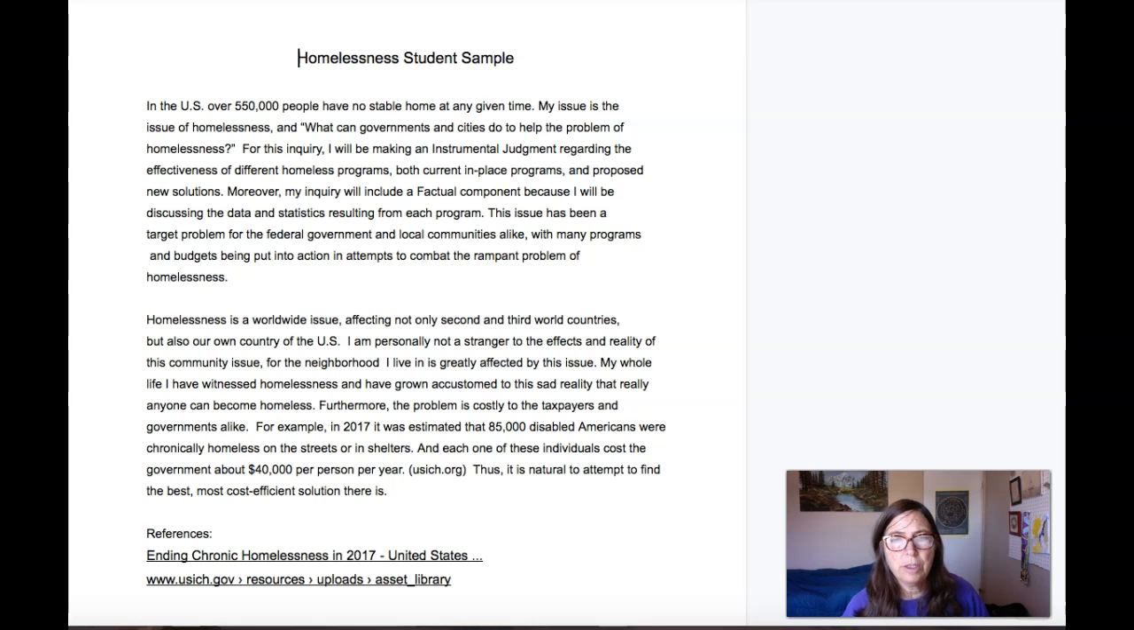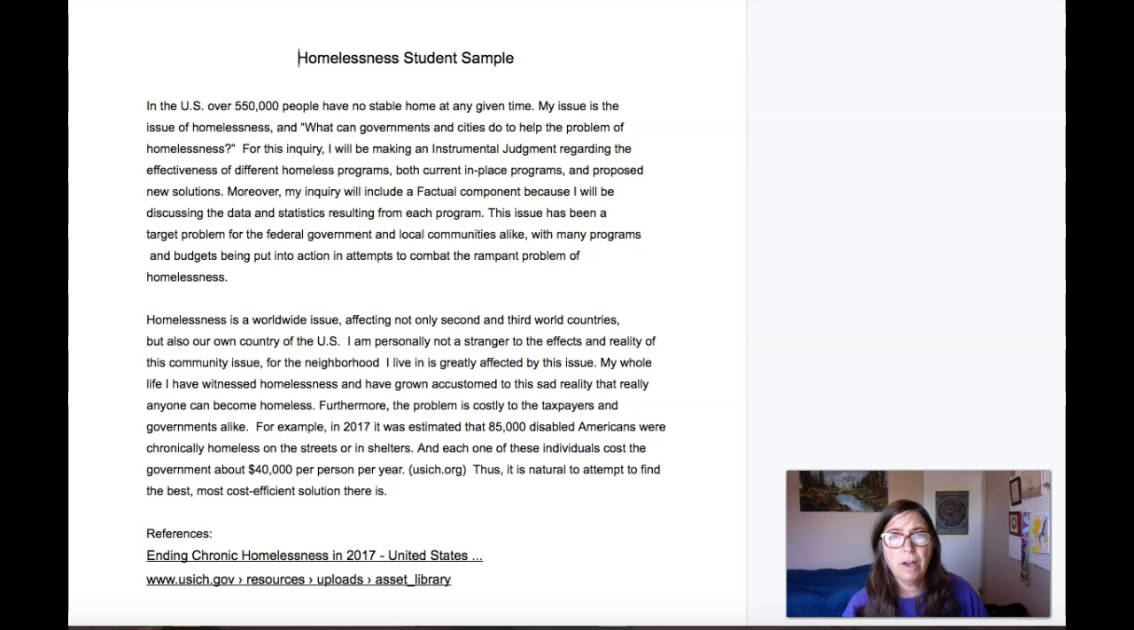My whole life I have witnessed homelessness and have grown accustomed to this sad reality, that really anyone can become homeless. Furthermore, the problem is costly to the taxpayers and governments alike. For example, in 2017, it was estimated that 85,000 disabled Americans were chronically homeless on the streets or in shelters, and each one of these individuals cost the government about $40,000 per person per year. Usage.org. Thus, it is natural to attempt to find the best, most cost-efficient solution there is.